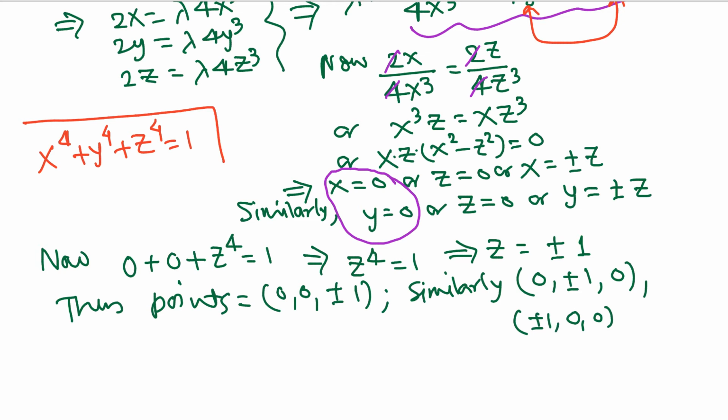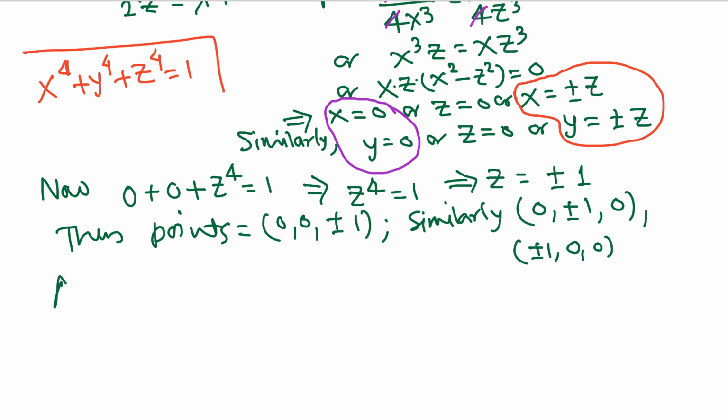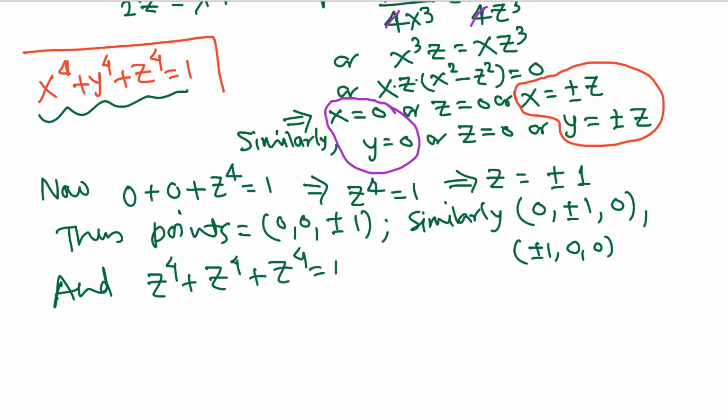These are symmetric points: 0, 0, plus or minus 1; 0, plus or minus 1, 0; plus or minus 1, 0, 0. Finally, we need to consider the case where x is plus or minus g and y is also plus or minus g. Go back and plug in x equals plus or minus g, y equals plus or minus g. So g to the fourth plus g to the fourth plus g to the fourth equals 1. Three copies of g to the fourth equals 1, divide by 3, so g to the fourth equals 1/3.